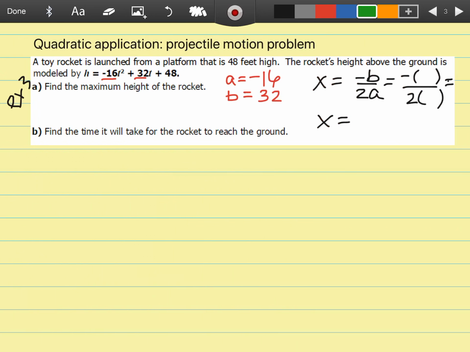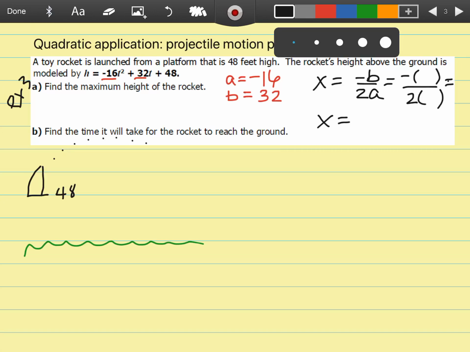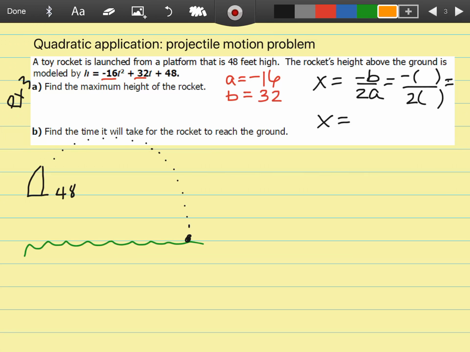Okay, so I've already gotten us started. A toy rocket is launched from a platform that is 48 feet high. Okay, so I've got a rocket and it's being launched off of a platform here that is already 48 feet in the air, which means that the ground is down here somewhere. The rocket's height above the ground is modeled by this function that they give us. All right, we're going to find the maximum height of that rocket, which the maximum height will be right around here somewhere.